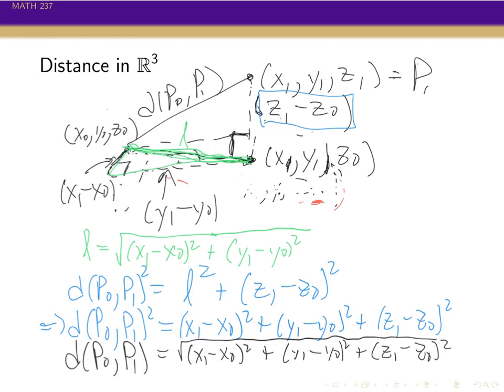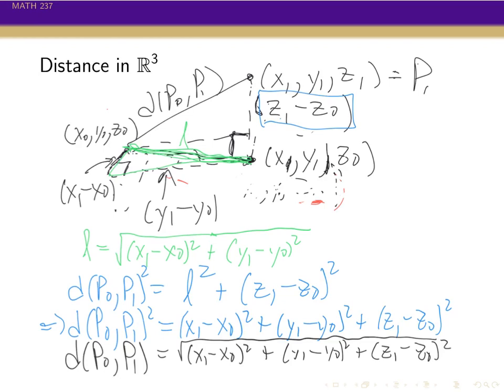This idea of building another right triangle to get up to higher and higher dimensions keeps going on. So if we wanted to do this in R4 or R5 or R6, it would be the exact same idea. You'd have a square root, and then you take the difference between the coordinates, square each of those, add them together, then take the square root of the whole thing. And that's how you get distance in higher dimensions.